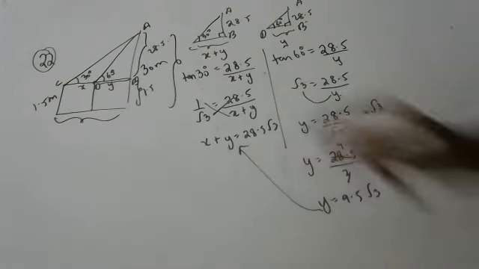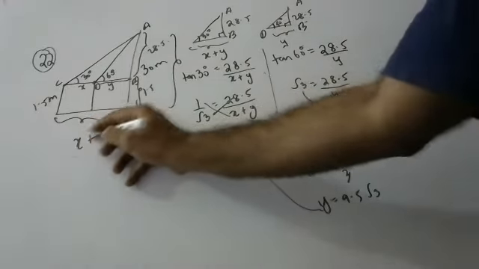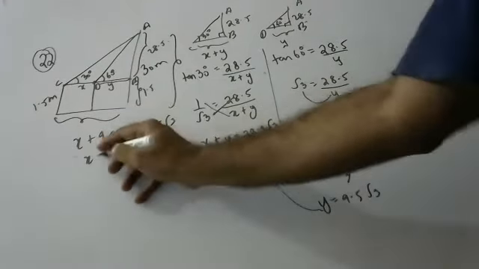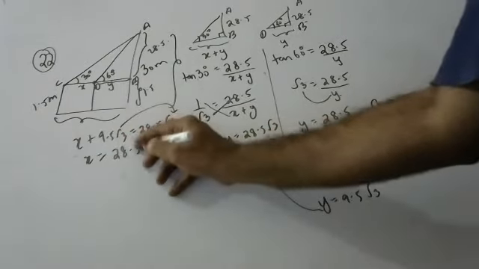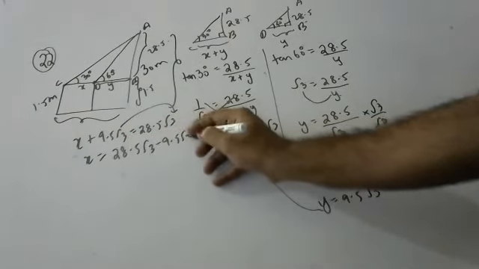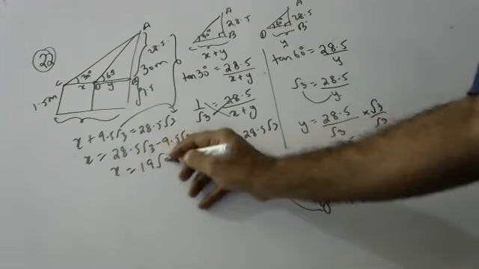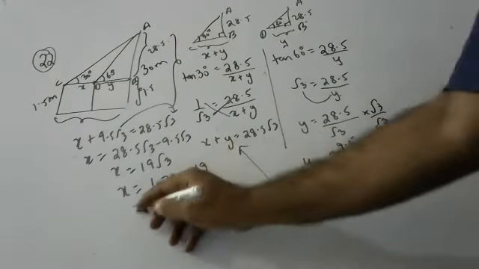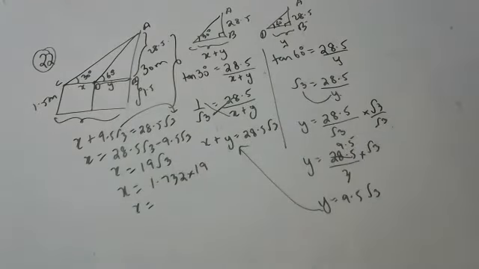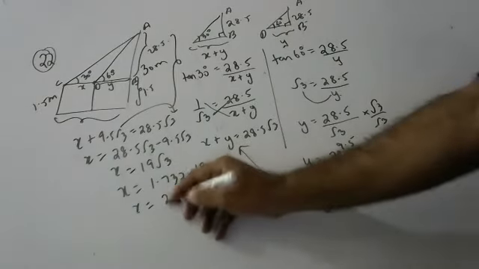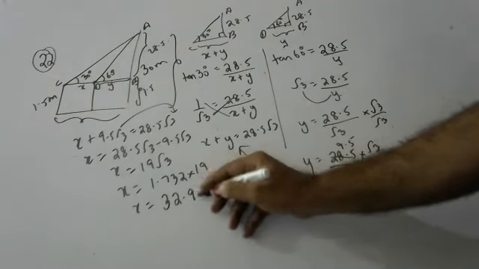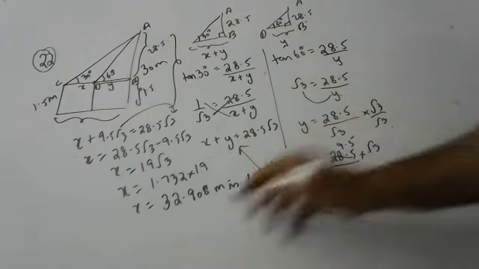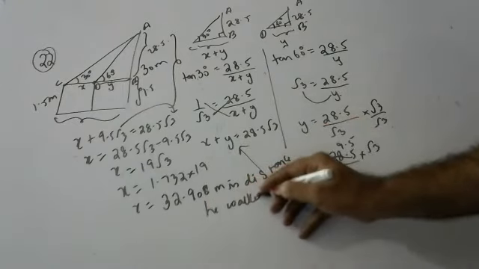Substitute this here. x plus 9.5 root 3 is equal to 28.5 root 3. x is equal to 28.5 root 3 minus 9.5 root 3. So x is equal to 19 root 3. Can anyone say what this value is, children? Calculator: 1.732 into 19. Sir, 32.908 meters. That is the distance.